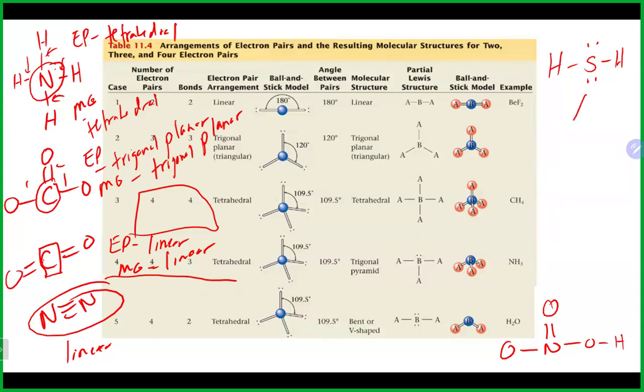How about this guy? Electron pairs on this guy. 4. And bonds? 2. So 4 electron pairs means the electron pair geometry should be tetrahedral because of the 4 pairs. But with only 2 bonds, the molecular geometry should be what? Should be, yeah, bent or V-shaped, right? So that is the way that you should approach it. Always the central atom. Just break it down to number of electron pairs, number of bonds, and just know the names of the geometries that go with it.